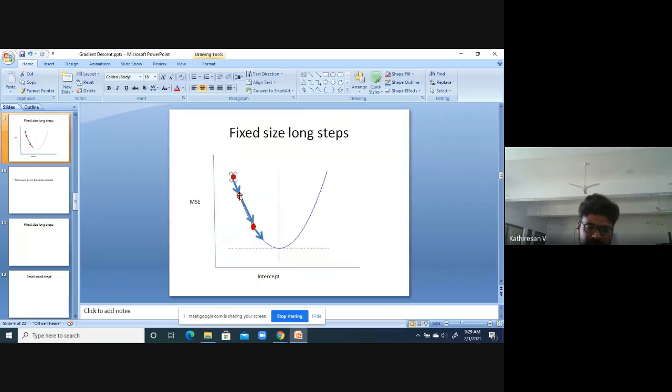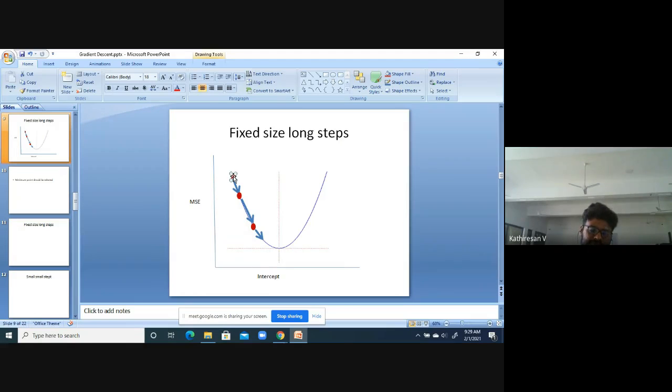Are you following? The third iteration MSE is here. Likewise, MSE is getting decreased. You are able to understand that MSE is getting reduced.